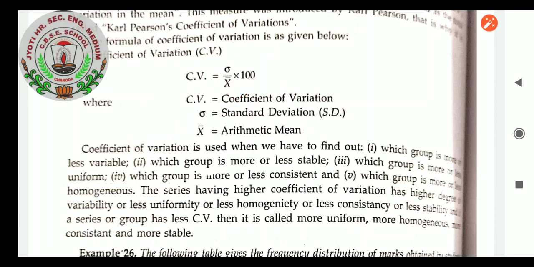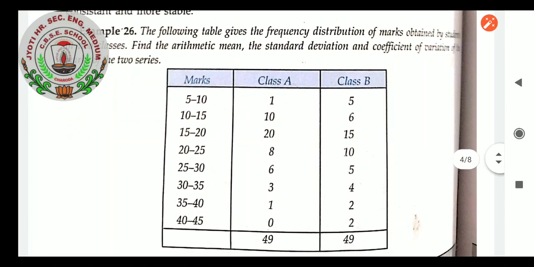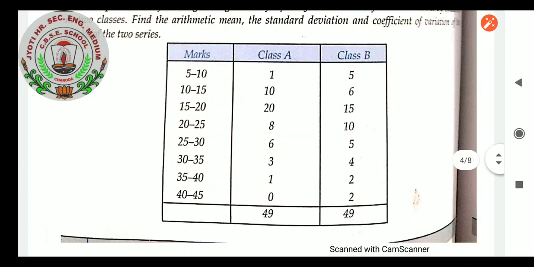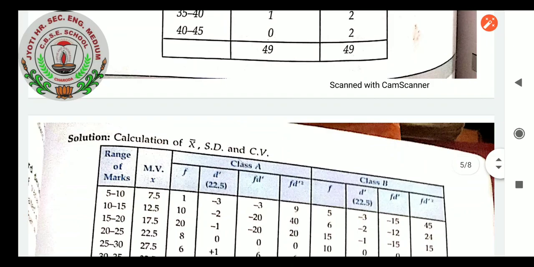So let us have one question. The following table gives the frequency distribution of marks obtained by students in 2 classes. Find the arithmetic mean, standard deviation and coefficient of variation of the marks of the 2 series, classes A and B. You can see the marks; it is an exclusive series. Data for classes A and B are given. The total is 49 only, but there is a distinction. In class A the 20 class is also there, but in class B it is not there, but still the total came to 49. So let us see the variation in both series.